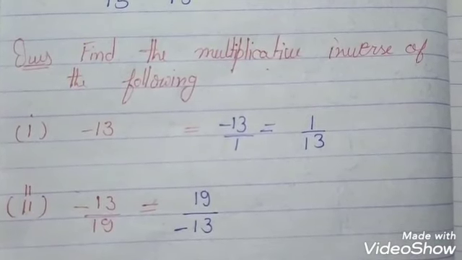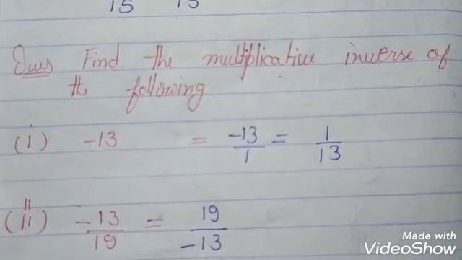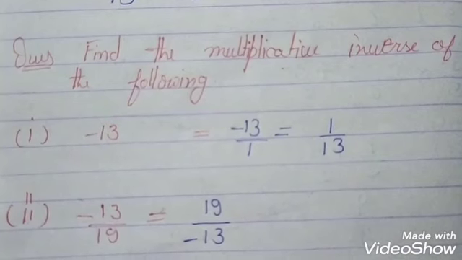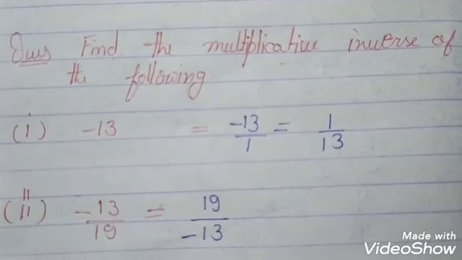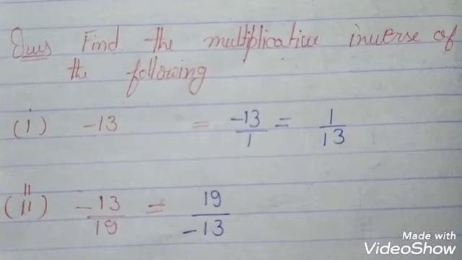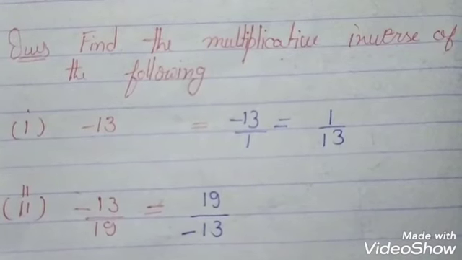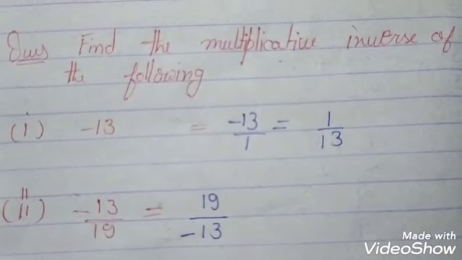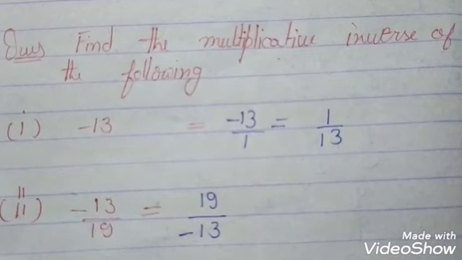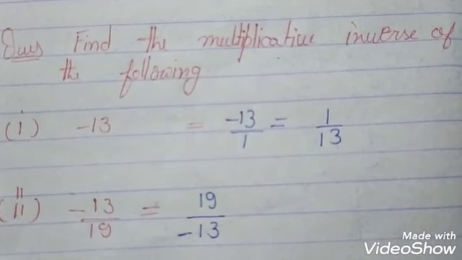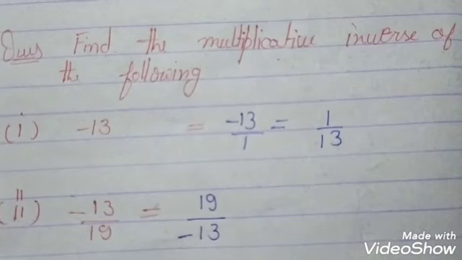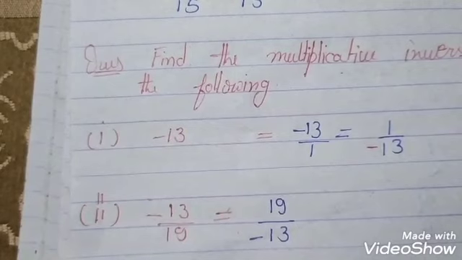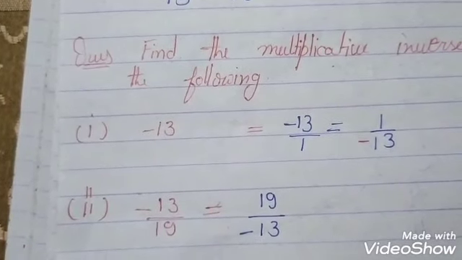Now move to our next question, and our next question is: find the multiplicative inverse of the following. For finding the multiplicative inverse, we just shuffle the numerator part and denominator part of the number. So the first question is minus 13. We can write minus 13 as minus 13/1, where minus 13 is the numerator and 1 is the denominator. After shuffling its numerator and denominator, it becomes 1/minus 13. So 1/minus 13 is the multiplicative inverse of minus 13.